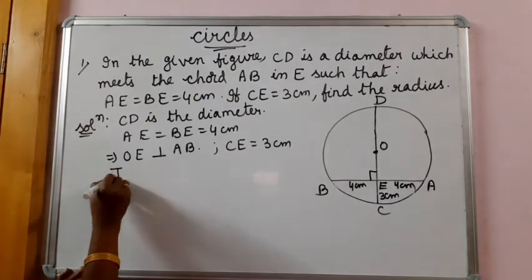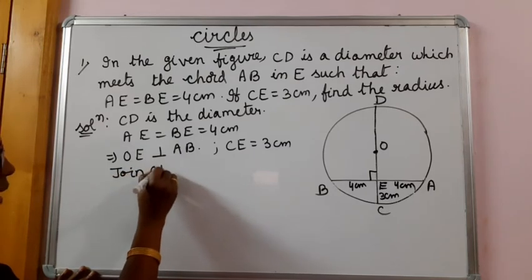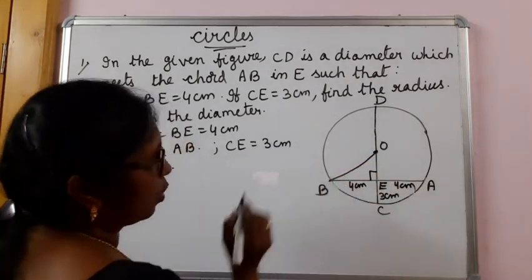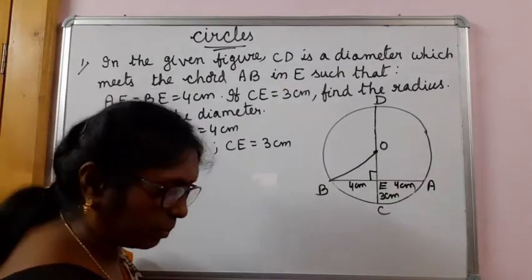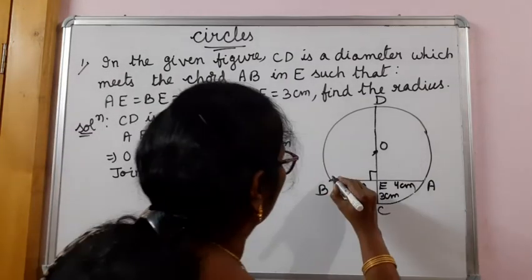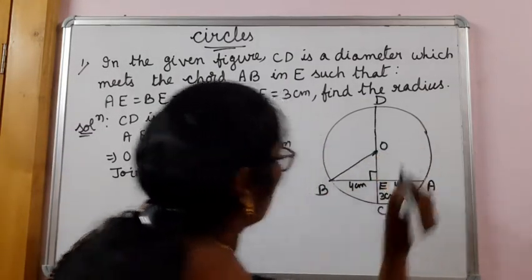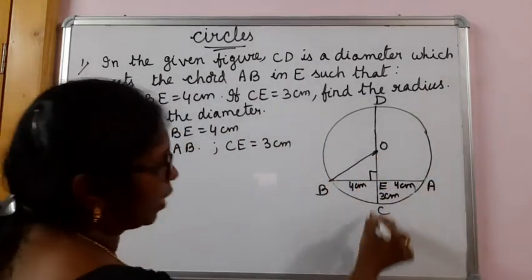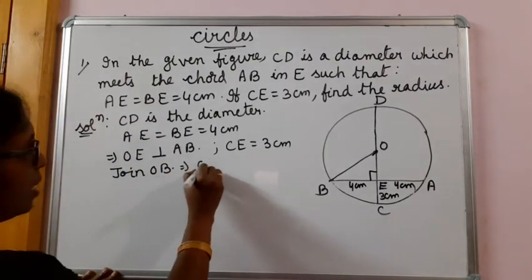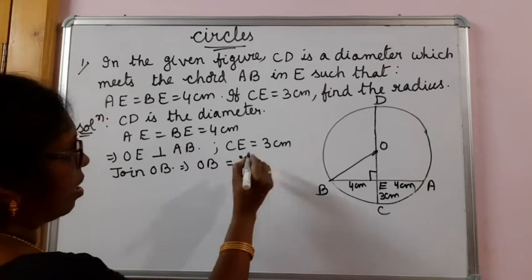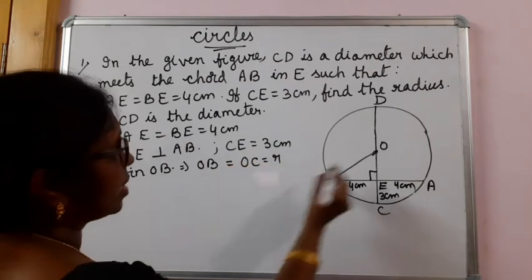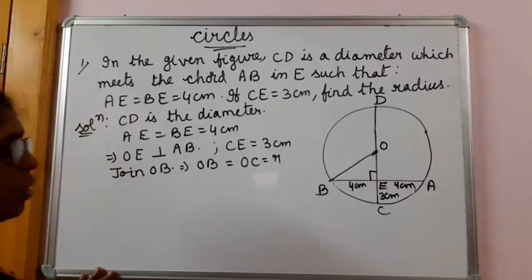Now let us join OB. We have to find the radius of the circle. So let me join OB. OB and OC are the radius of the circle. Let OB be R. Not only OB, OC is also a radius. OD is also a radius.